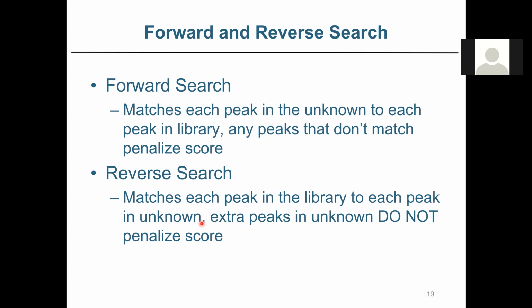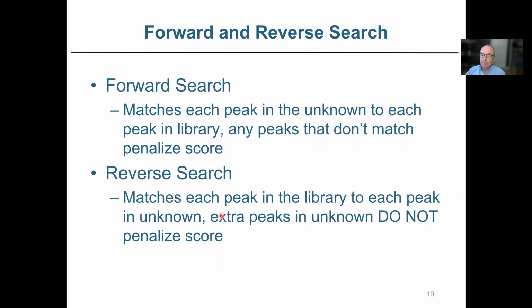But the reverse search works kind of backwards, hence the name reverse. What we do is we match each peak in the library to each peak in the unknown. But if there are extra peaks in the unknown, we don't penalize it. So it's an indicator. If you look at the forward and reverse search and their difference, and the forward search is lousy and the reverse search is very good, that means it's likely a mixture peak.